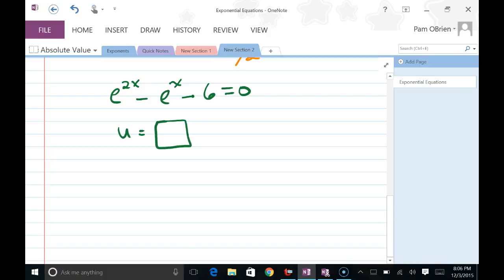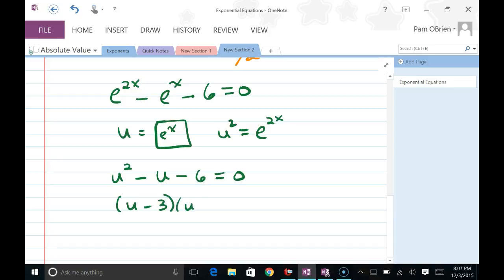Well, let's see. If I let u equal e to the x, then u squared will be e to the x times e to the x, which is e to the 2x. So I can rewrite the original problem as u squared minus e to the x, which is u, minus 6, which equals 0. When I factor this, it becomes u minus 3 times u plus 2 equals 0. So u equals 3 and u equals negative 2.